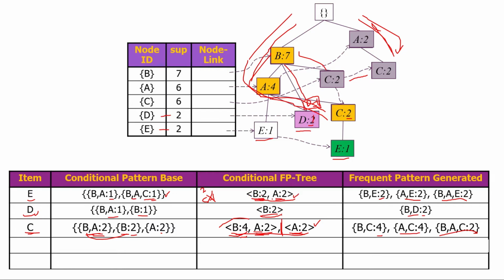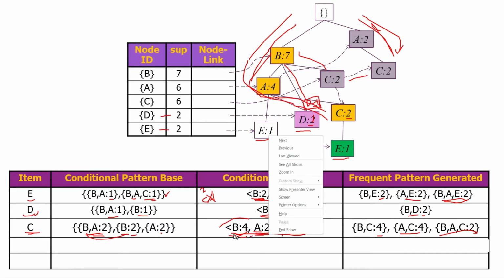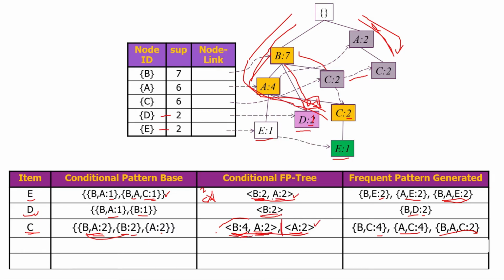Now again a tricky point: in this case when we join these two items together with E, we write BA and E with the support of 2, but in this case we have these two items together, like B with 4 and A with 2. Now we have different counts, but in the first case we have the same count. That's why we had written the value 2, but in this case we have 4 and 2. So when we have different counts of the values in the same set, we have to write the minimum value, like in this case we have written 2.